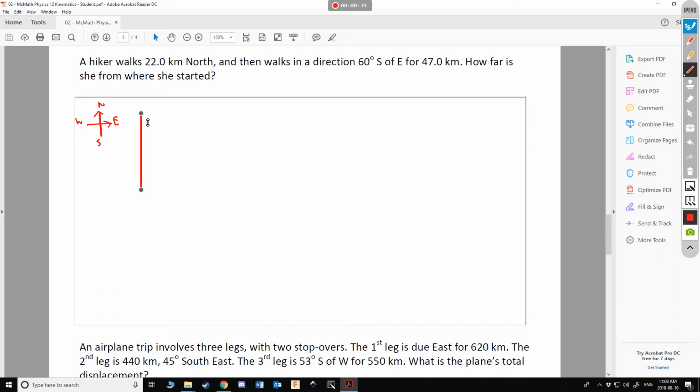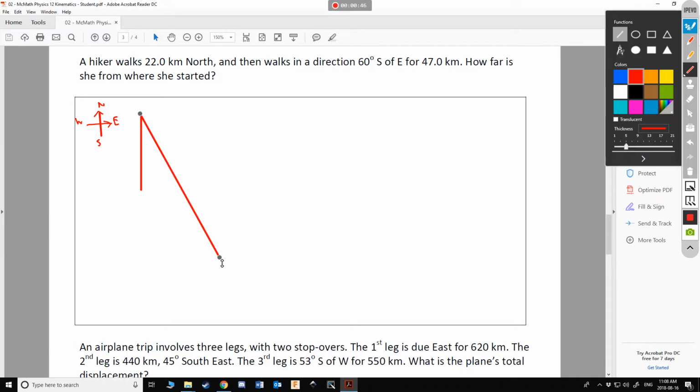And let's have a second vector. So it's 60 degrees south of east. So this is east, and I'm going to swing south of east direction. So 60 degrees, something like so. So around 4.7.